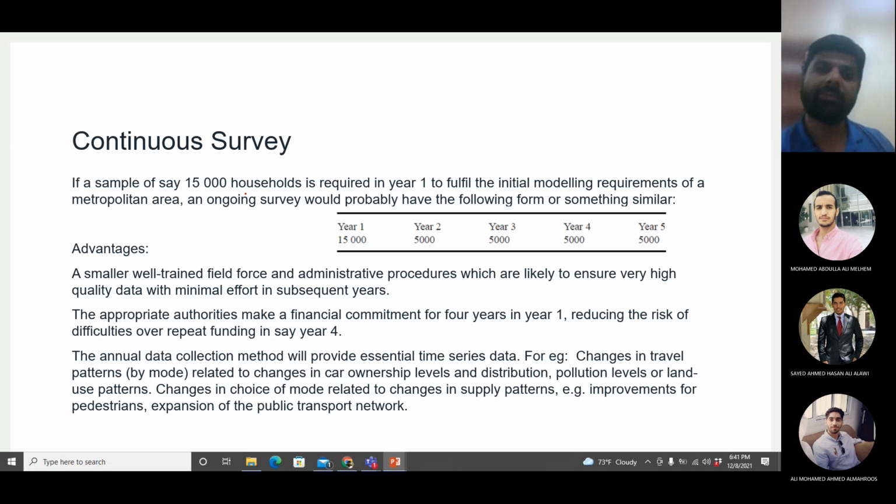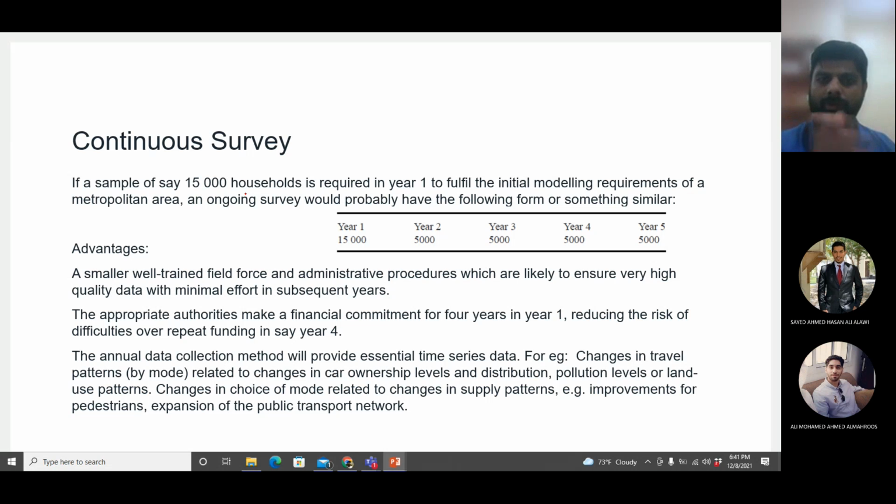Okay, so it will not happen that now you need to collect data and there is no budget for you, because the budget is already approved initially when you were doing this data collection for the first year. And it also provides time series data. So like I said, you can compare between year 1 and year 2, year 1 and year 3, and so on and so forth. So this is what we call time series. Time series means data collected multiple times.